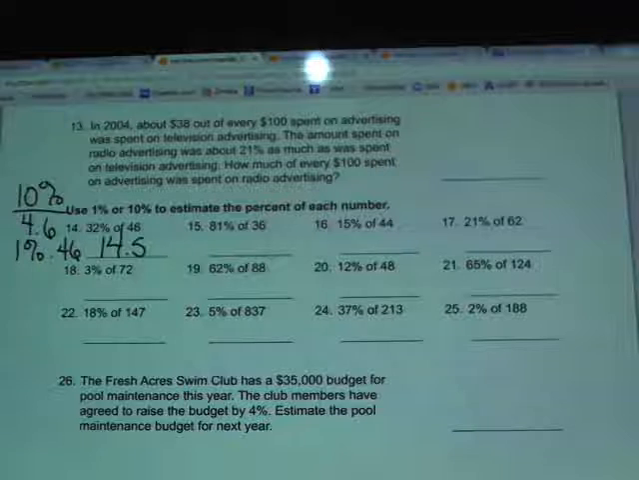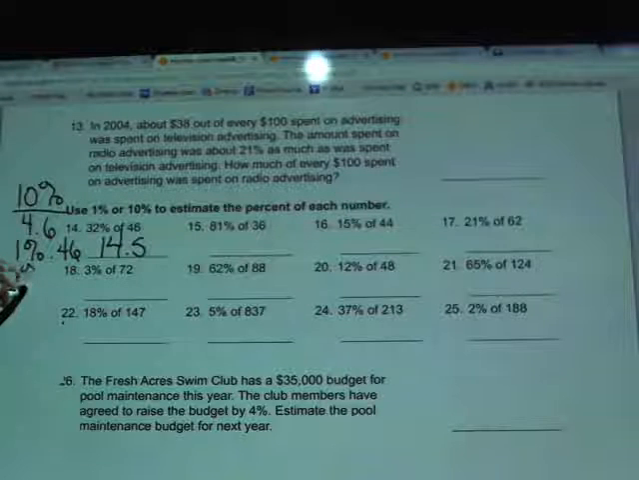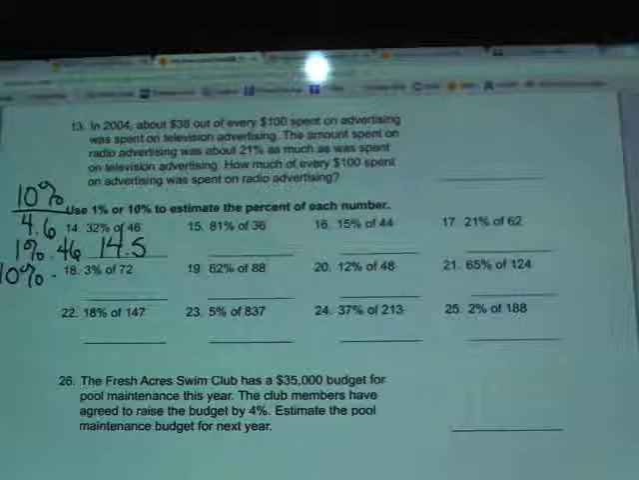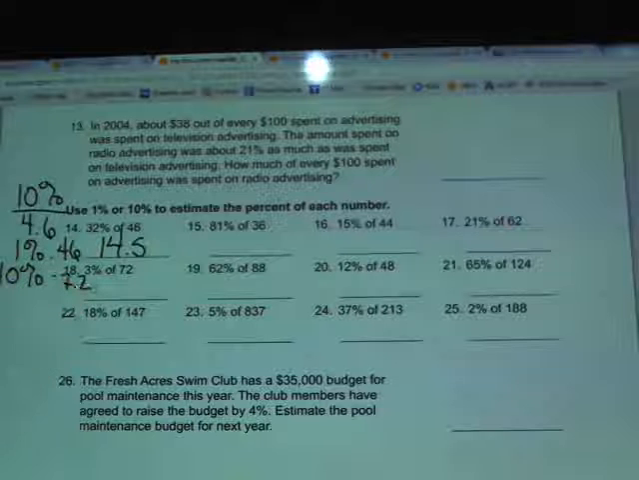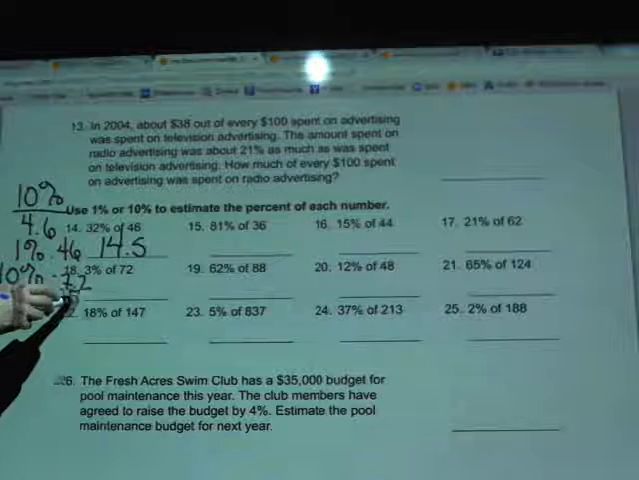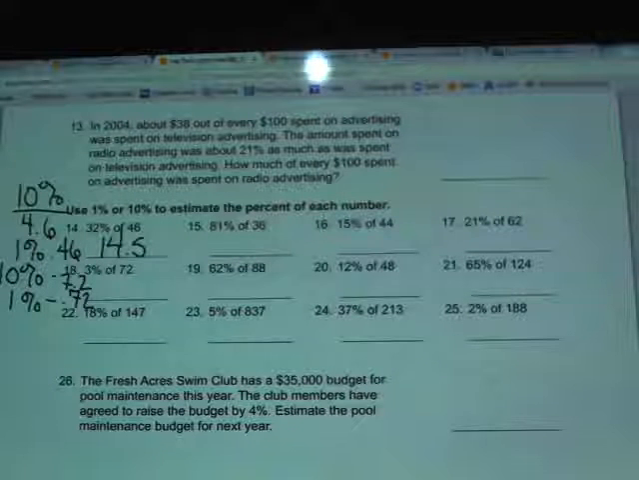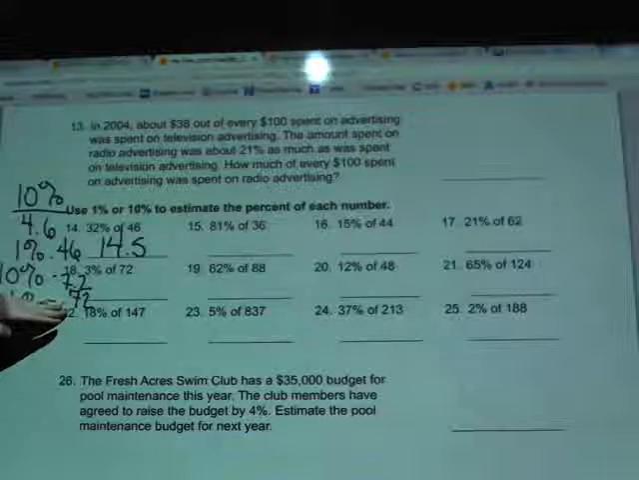Let's try that again with number 18, 3% of 72. So I don't really need to even find 10%, but 10% is just kind of along the way here. 10% I'm going to take and move the decimal in once on 72, and so that's going to give me 7.2. And 1% is going to take and move it in one more time, so I'm going to get 0.72. So if I'm finding 3%, I'm using 1% 3 times here.